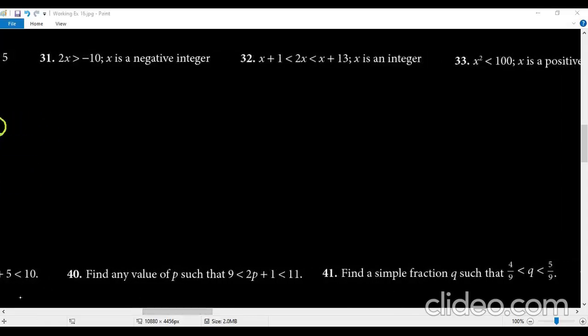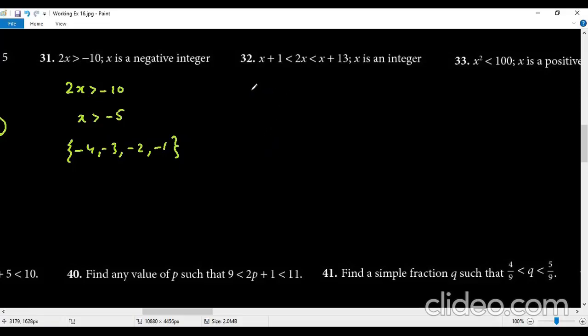Now coming to the next question. In here it says 2x greater than negative 10. That means x is greater than negative 5. That means we need to find all the negative integers. And the condition is greater than negative 5. So it's going to be starting from minus 4, minus 3, minus 2, minus 1, and that is the limit. These are all the numbers that can be placed in place of x to make the statement true.